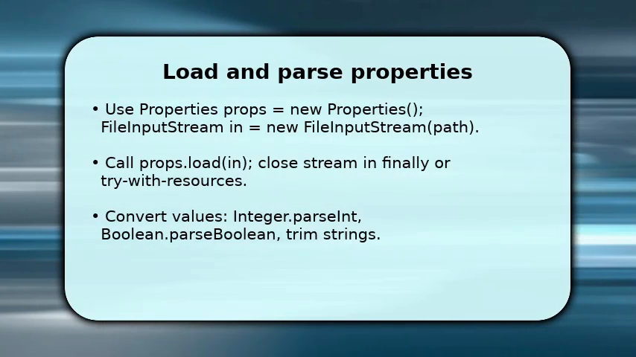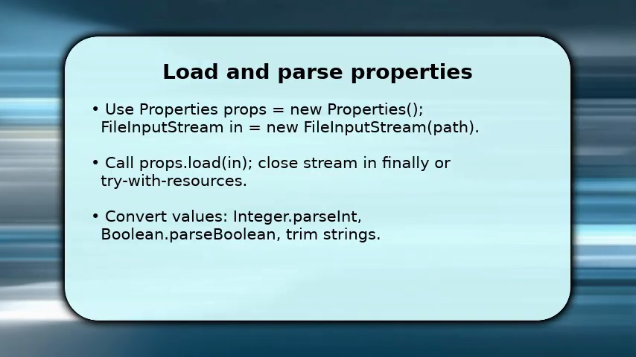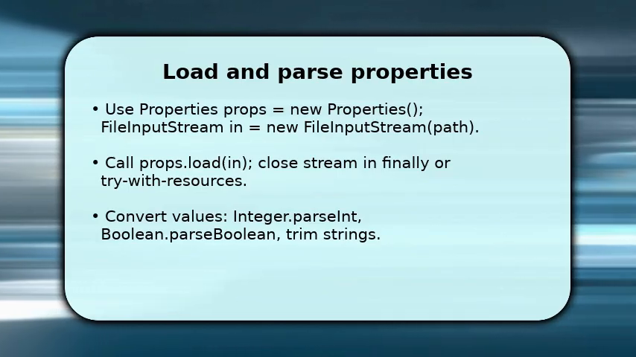Now you load and parse the file in a reusable configuration class. You'll use Properties props = new Properties() and try-with-resources to open a FileInputStream from the classpath. Once loaded, fetch values with props.getProperty(key), and convert types explicitly: Integer.parseInt for numbers, Boolean.parseBoolean for flags, so Selenium gets correct types.